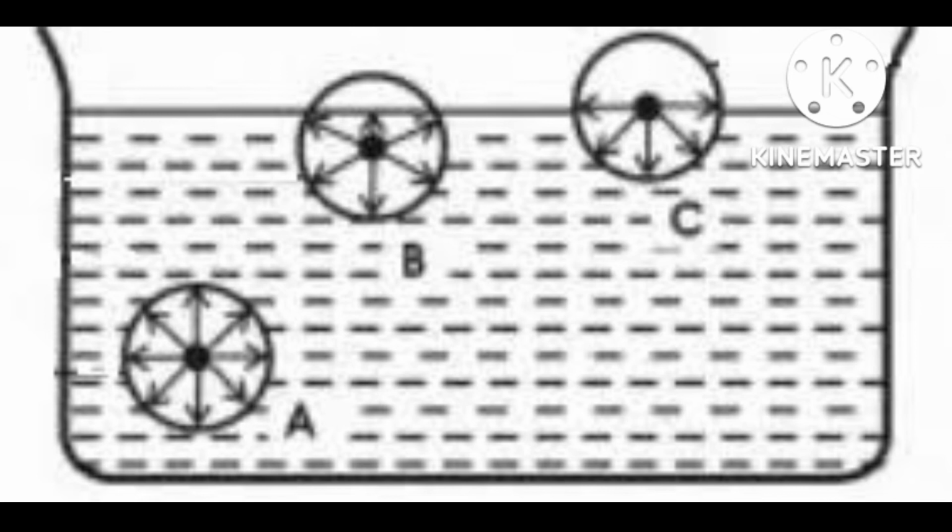The energy required to increase the surface area of the liquid by 1 unit is defined as surface energy. What is the surface energy? The energy required to increase the surface area of the liquid by 1 unit. The dimension of surface energy is joule per meter square, that is joule meter minus 2.